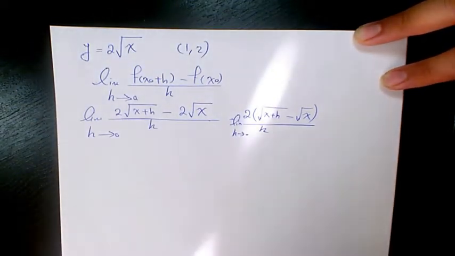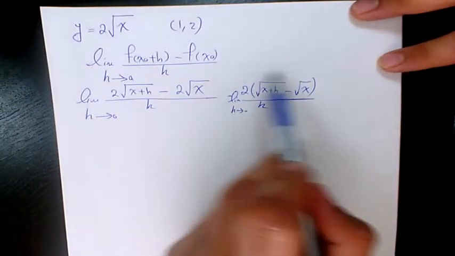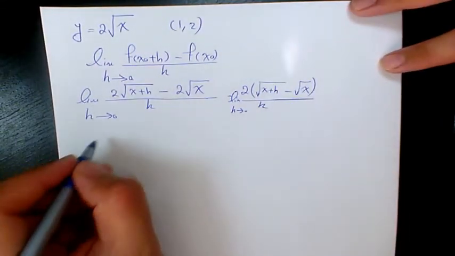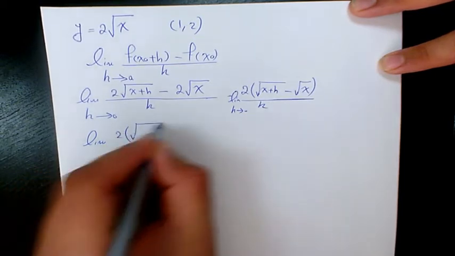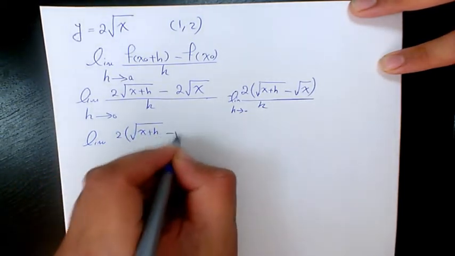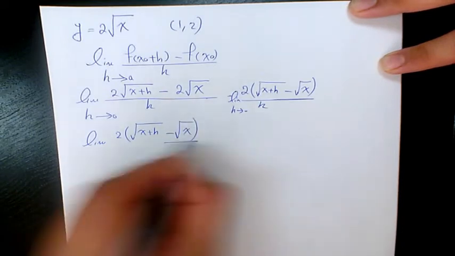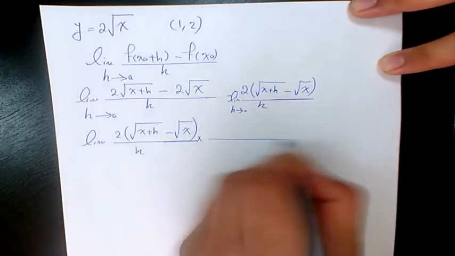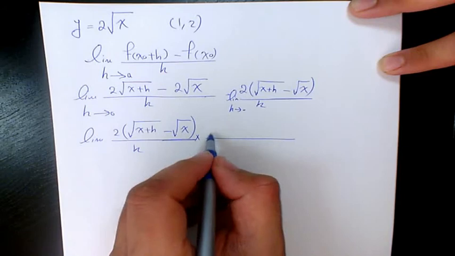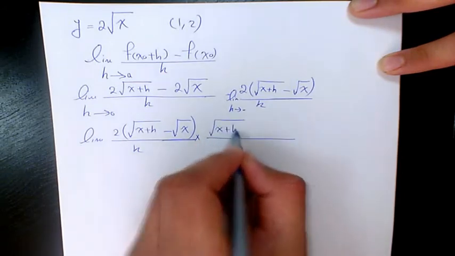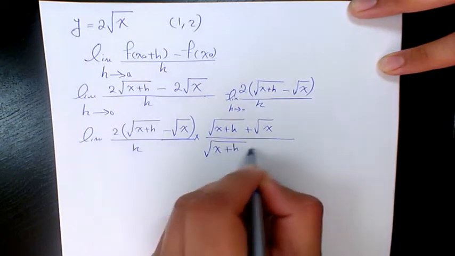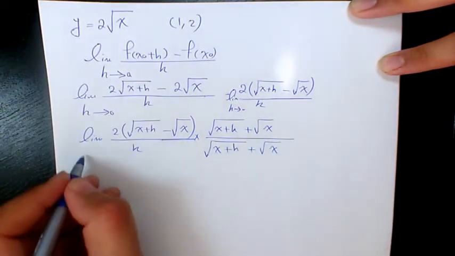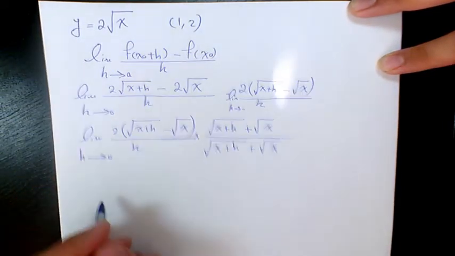So in order to solve it, we need to multiply this by the conjugate. So it's going to be the limit of 2 times (root (x plus h) minus root x) divided by h, multiplied by the conjugate of the numerator, (root (x plus h) plus root x) divided by (root (x plus h) plus root x), when h is approaching 0.